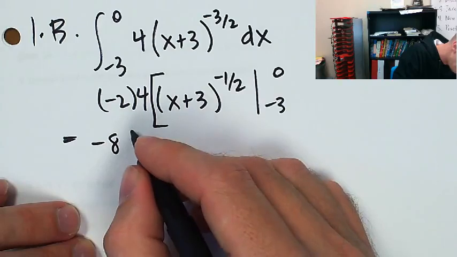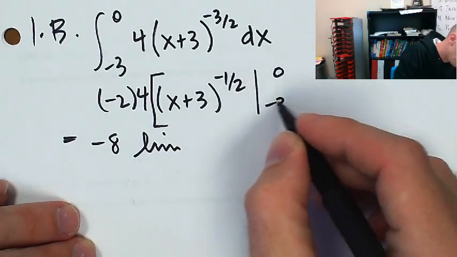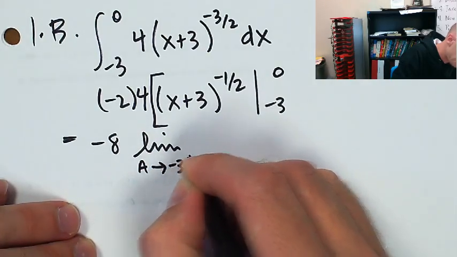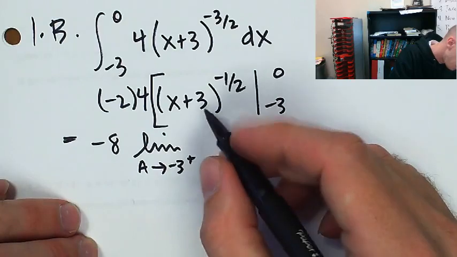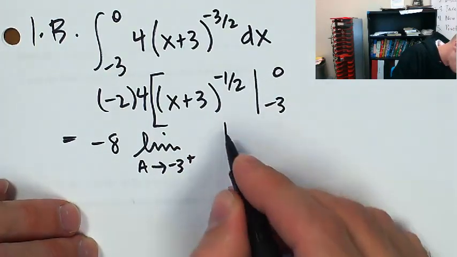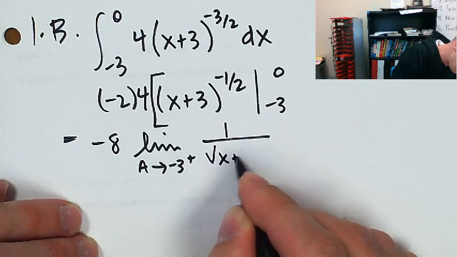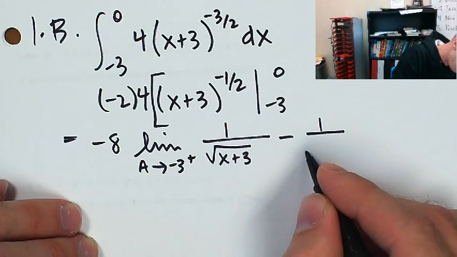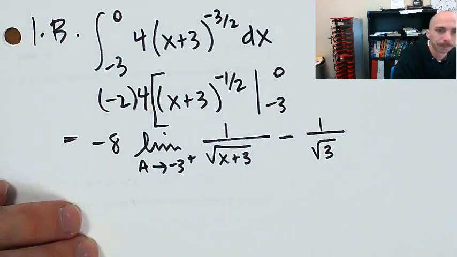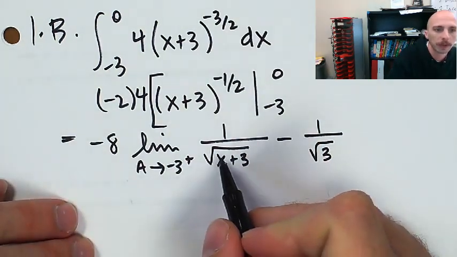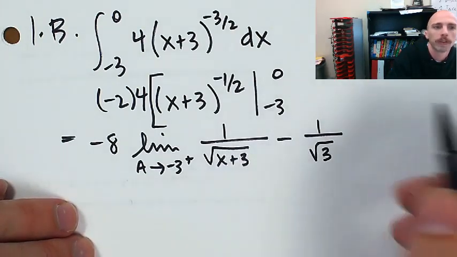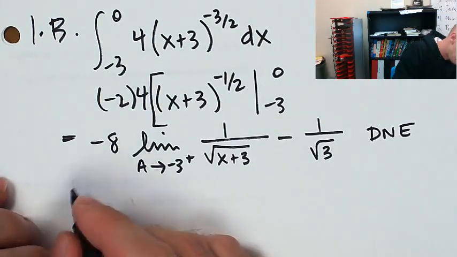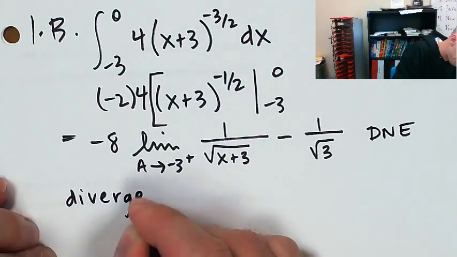So I'd say that's negative 8 times the limit as the lower bound a goes towards negative 3, I guess from the positive side, of 1 over the square root of x plus 3, minus 1 over the square root of 0 plus 3. As a approaches negative 3 from the positive side, I'm getting closer and closer to dividing by 0. And so that means this limit does not exist. And I'm going to say that the integral diverges.